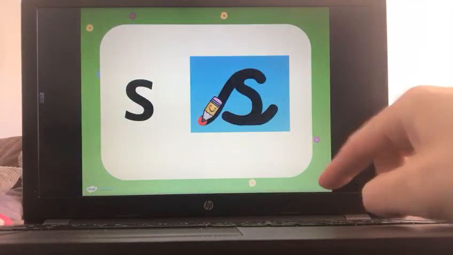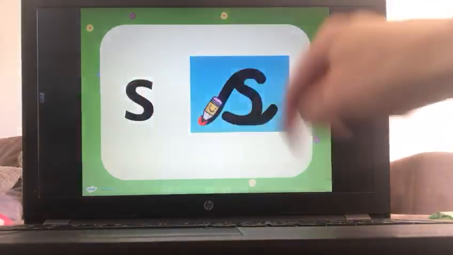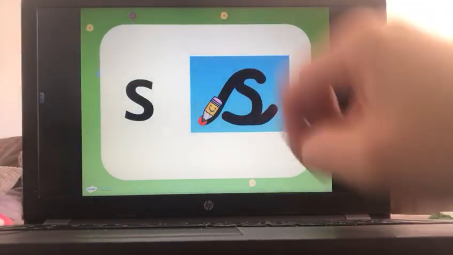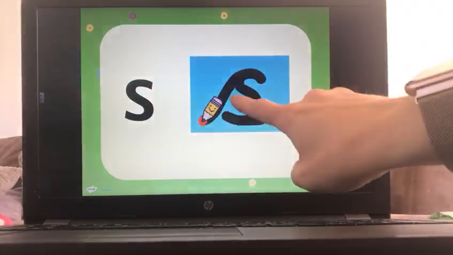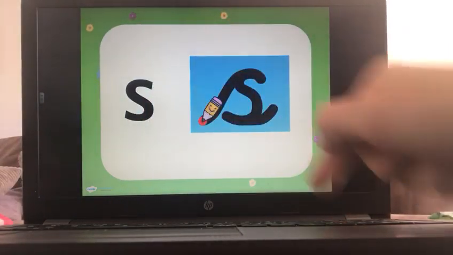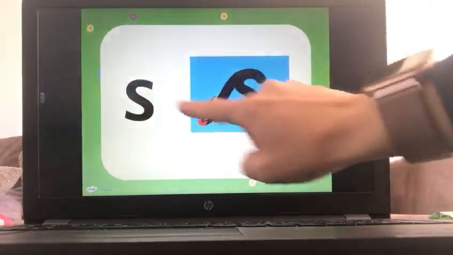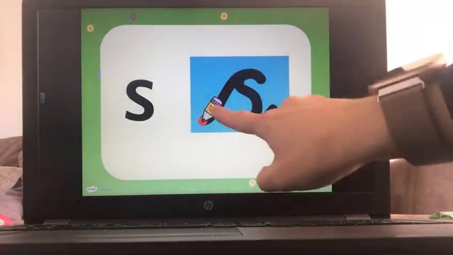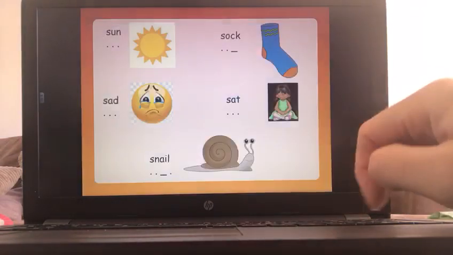So again, we've got the S in print and the S in cursive, because these are the different ways you will see the S around school when it's written down. So if you want to just go over the S and then you get a feel for how it's shaped.